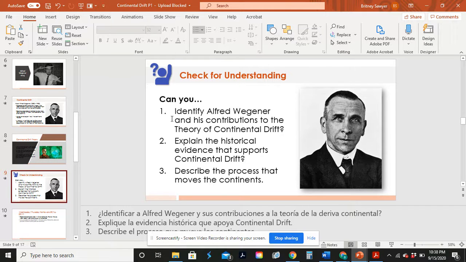Describe the process that moves the continents. What is this process called? We have the continental drift theory. What is the name of the other theory that we discussed?